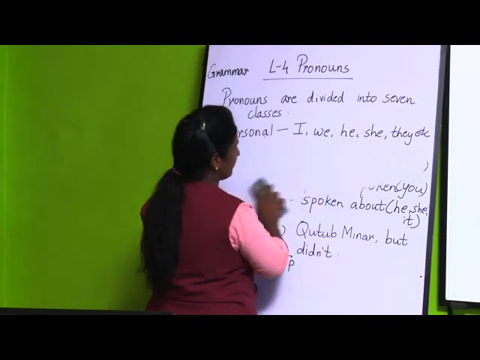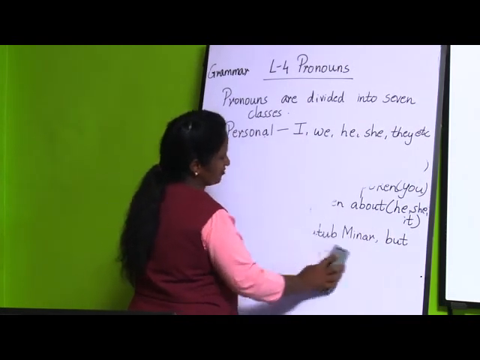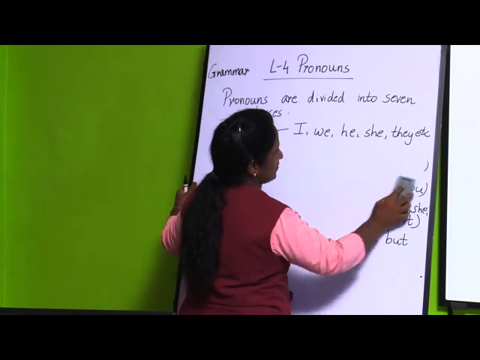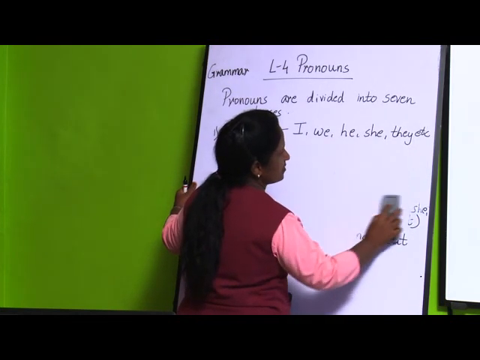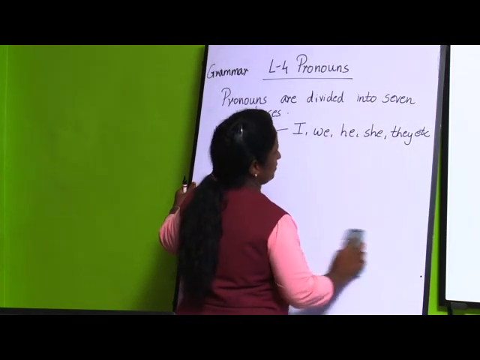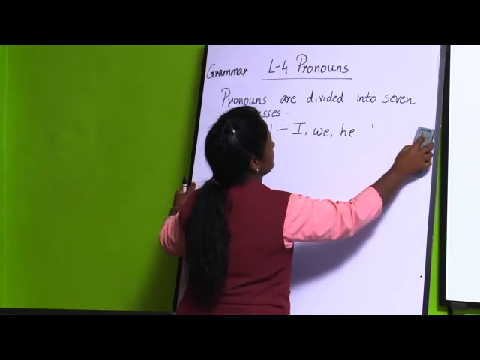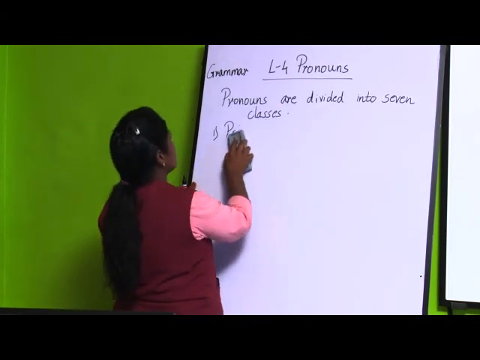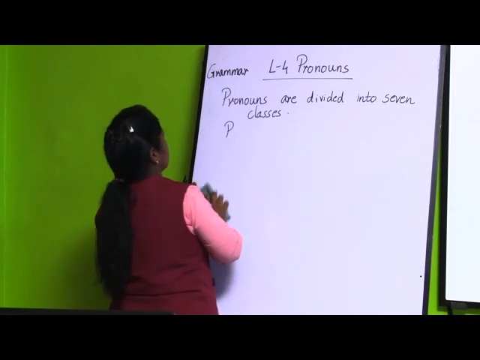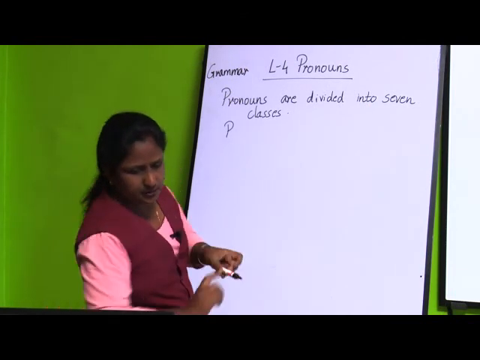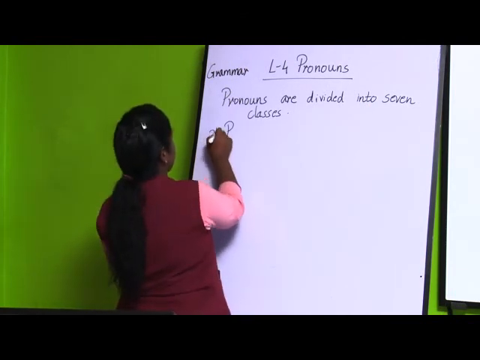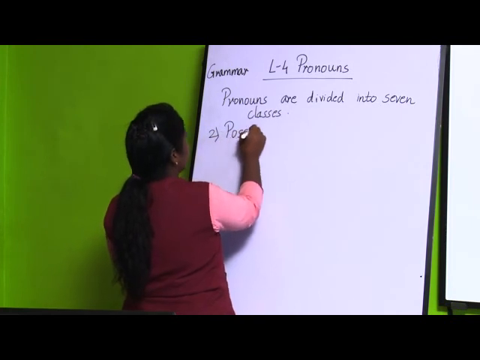pronoun. Now the second kind of pronoun is possessive pronoun. So what is possessive pronoun? We'll see now. I hope you have understood personal pronoun. Now second is possessive pronoun. So what is possessive pronoun?